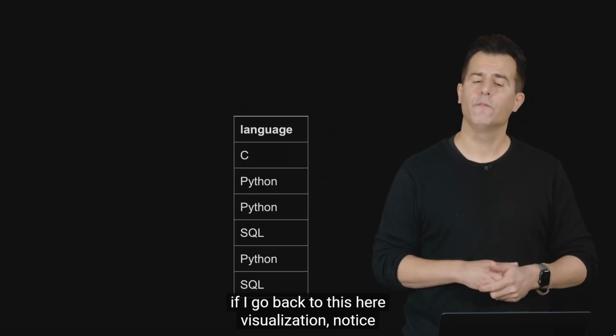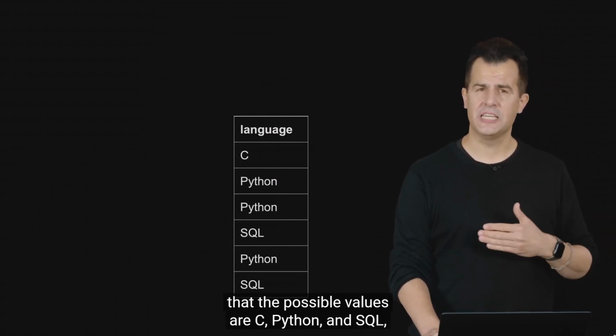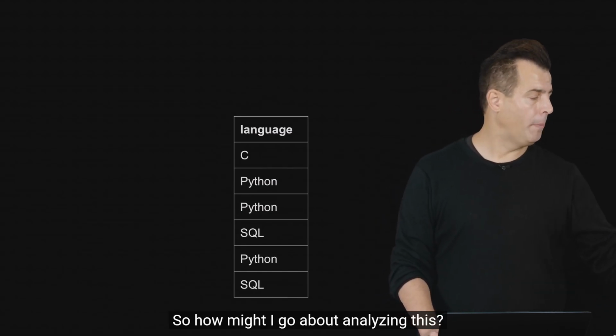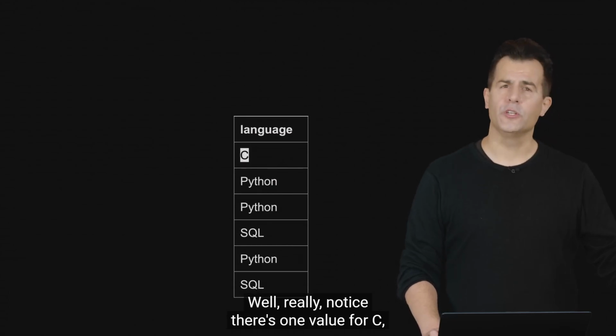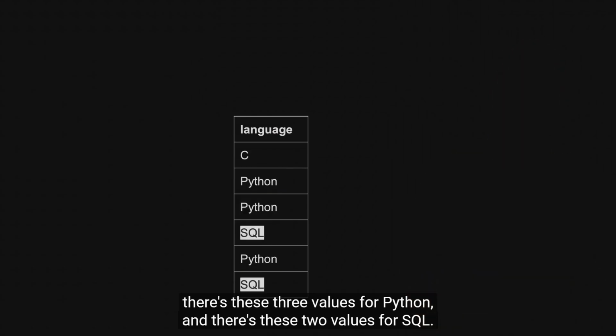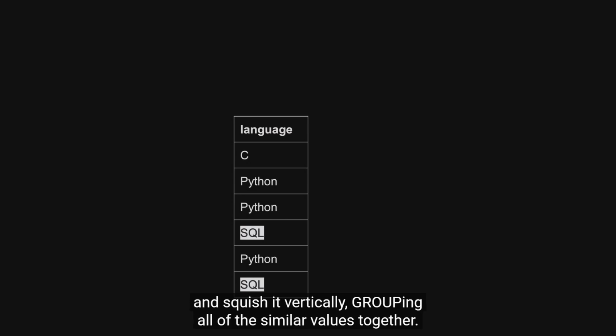If I go back to this here visualization, notice that the possible values are C, Python, and SQL, but there's several of Python and SQL. So how might I go about analyzing this? Well, really notice there's one value for C, there's these 3 values for Python, and there's these 2 values for SQL. Wouldn't it be nice, in your mind's eye, if you could take this table and squish it vertically, grouping all of these similar values together.